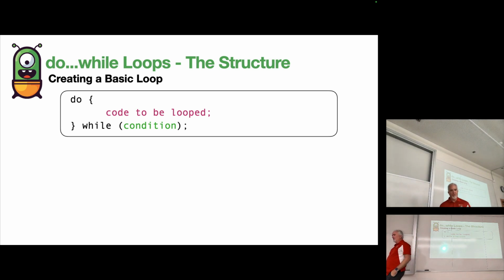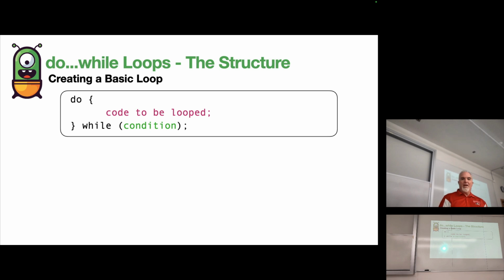And the reason for this, or the effect that this has, is pretty significant. And the effect is that the code to be looped will run at least one time, no matter what the condition is. So even if the condition is false from the first minute, the code to be looped is going to be run at least one time.